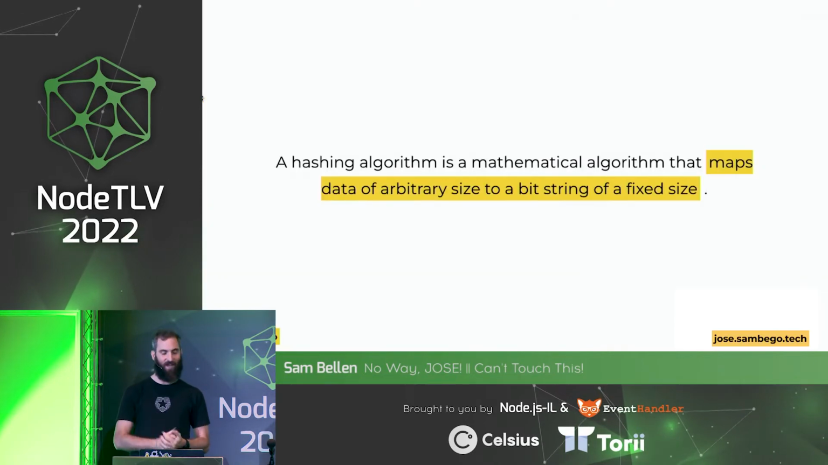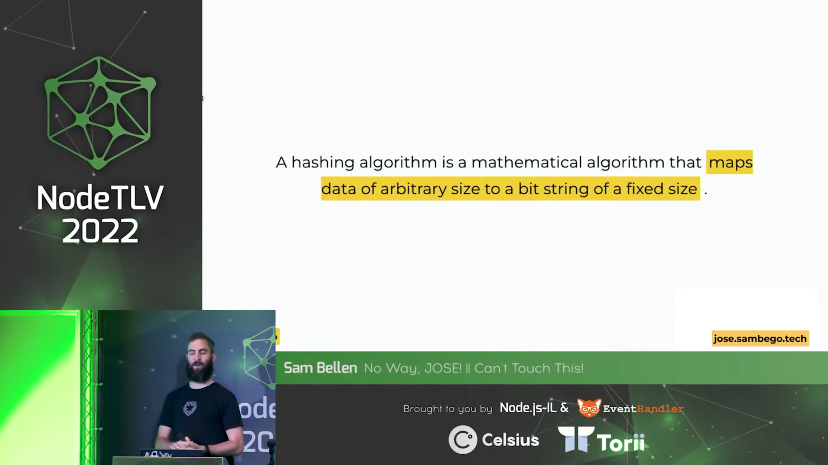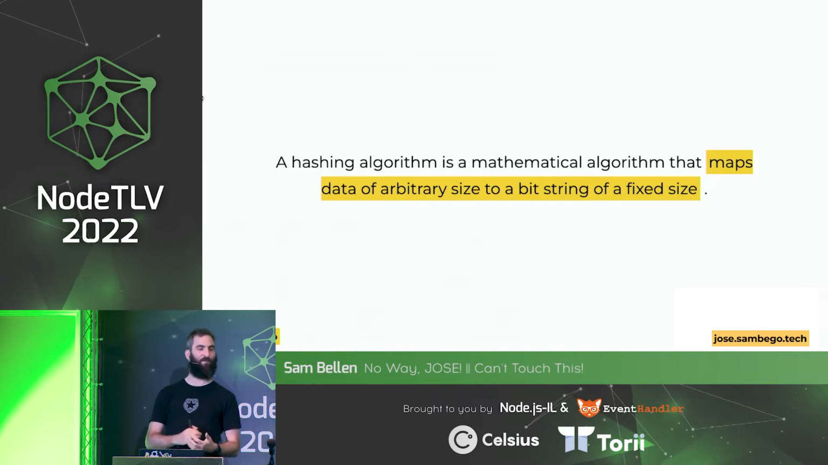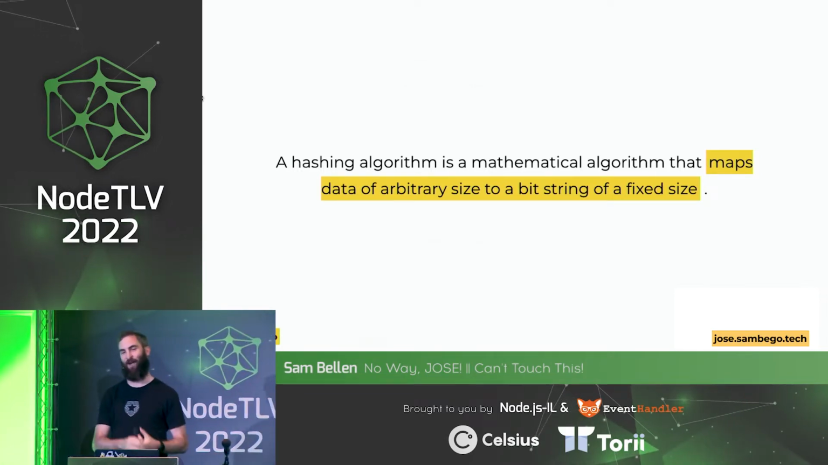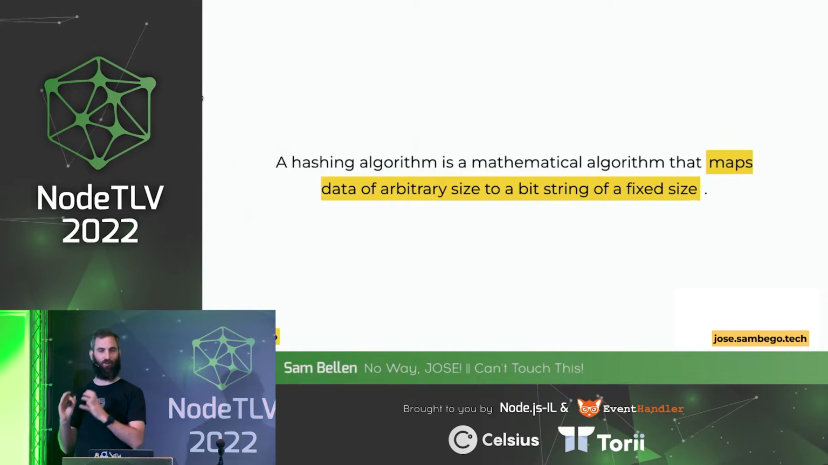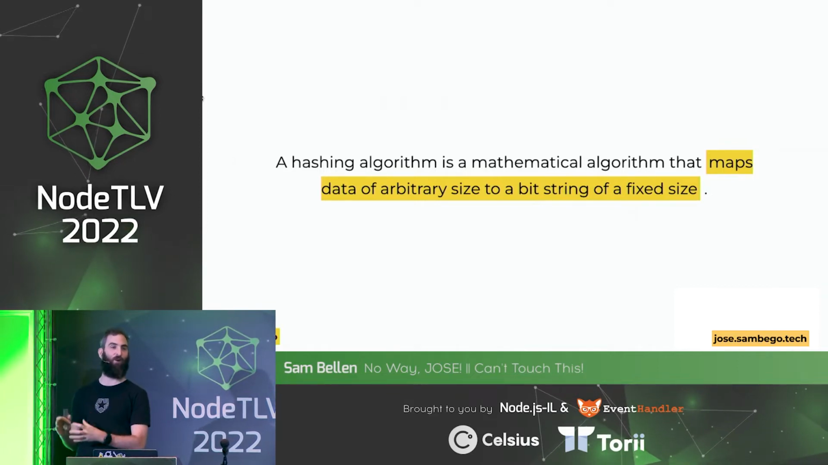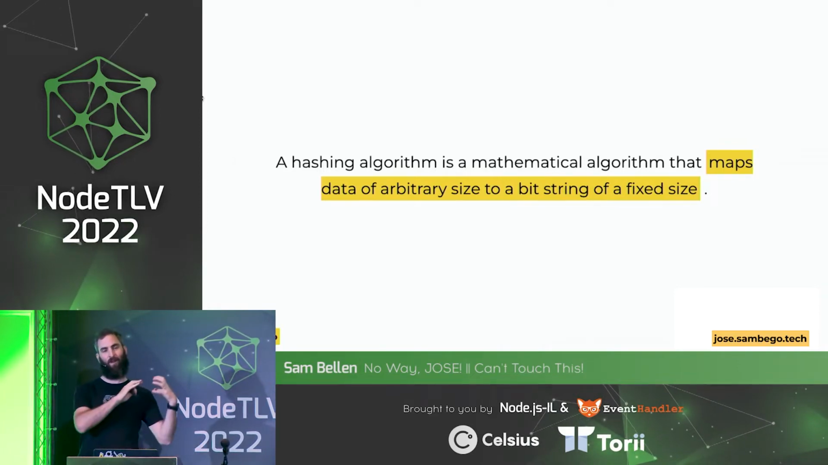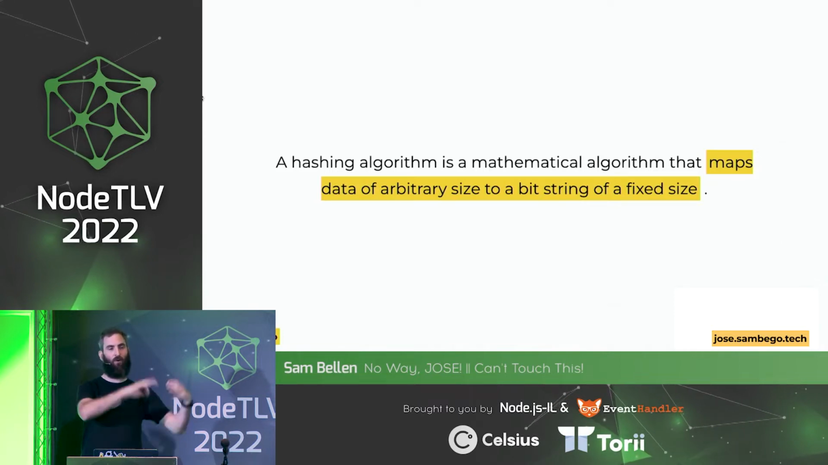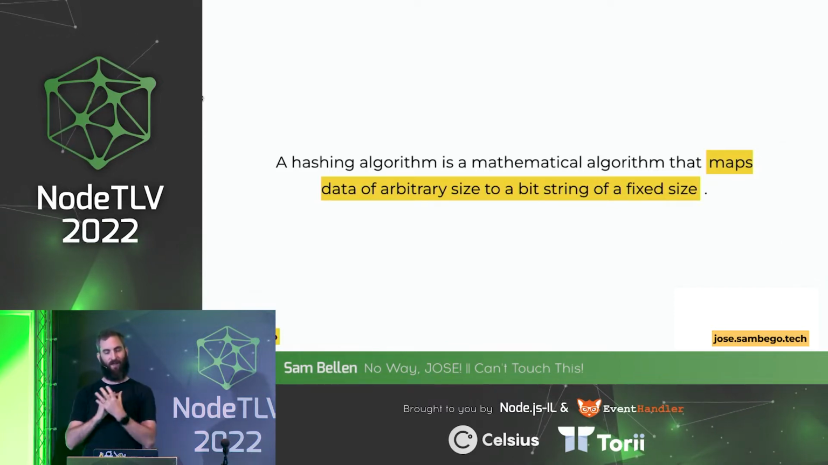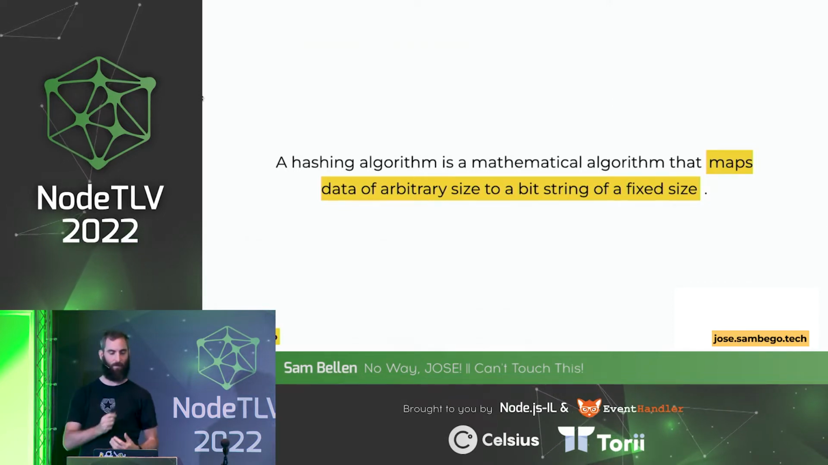Hashing. A hashing algorithm is a mathematical algorithm that maps data of an arbitrary size to a bit string of a fixed size, which basically means that whatever input you give it, the output is always going to be of the same length, depending on which algorithm you use. No matter if you put in one word, a whole book, or your whole hard drive, the output of that algorithm is always going to be the same size.